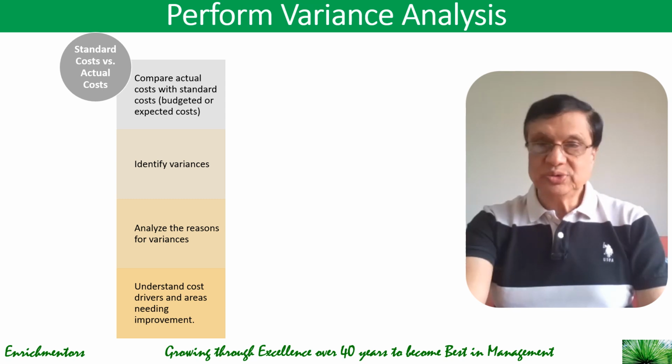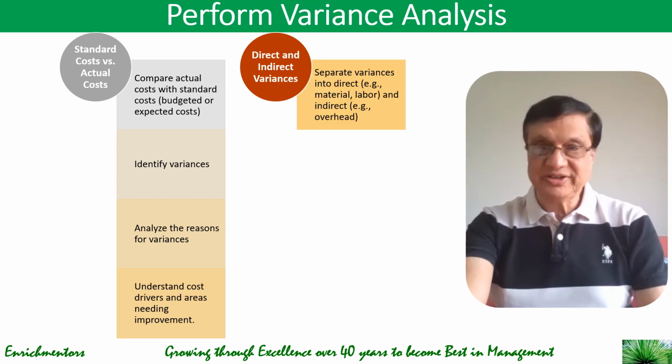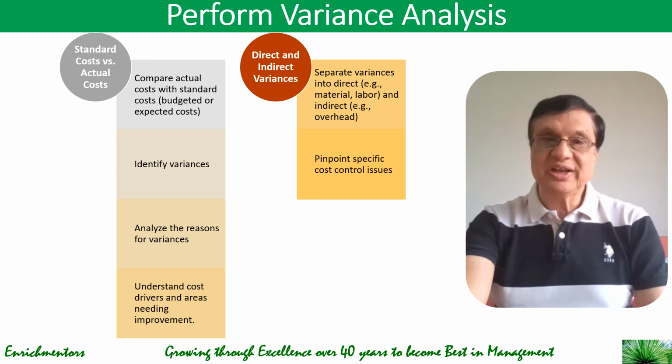You can also do the variance analysis of direct versus indirect cost, separating variances into direct costs like material and labor and indirect costs like overheads, and that can help you pinpoint specific cost control issues. So the whole variance analysis is to figure out why the cost is higher specifically. If it is lower, it is a good time to celebrate and learn from there. And if it is higher, then you need to understand the root causes and take management action. And that's where the finance people's analysis becomes extremely useful.